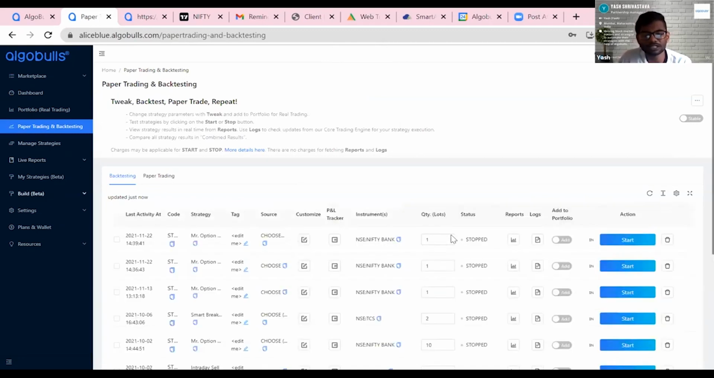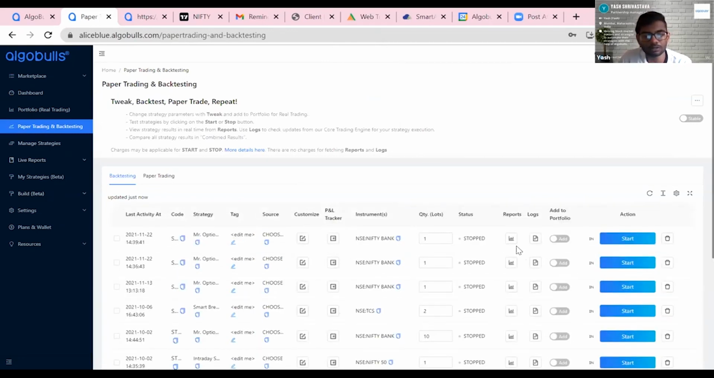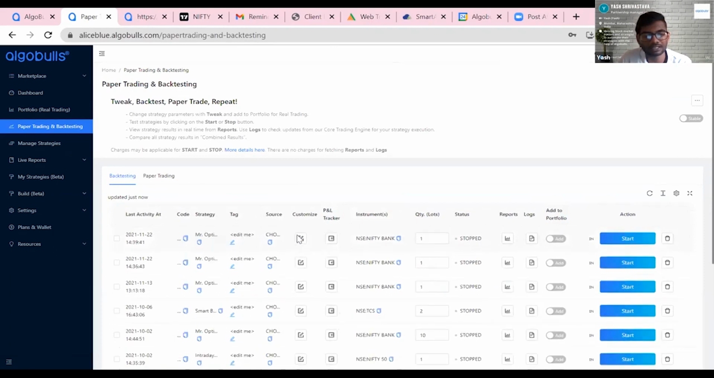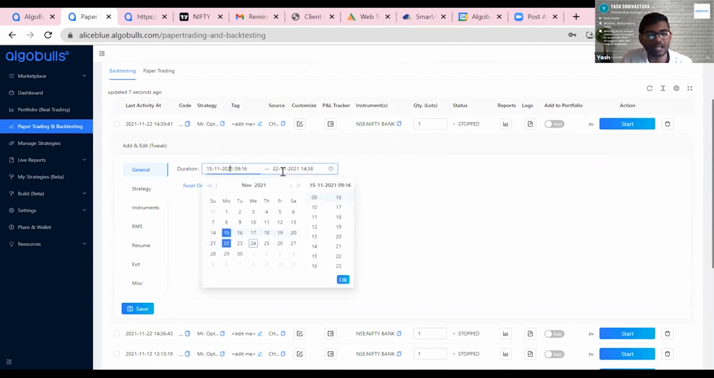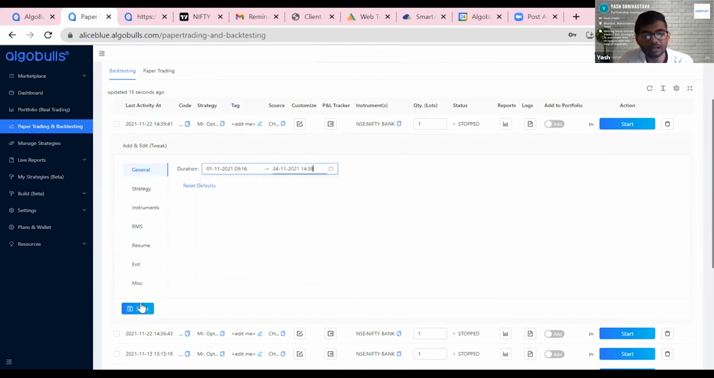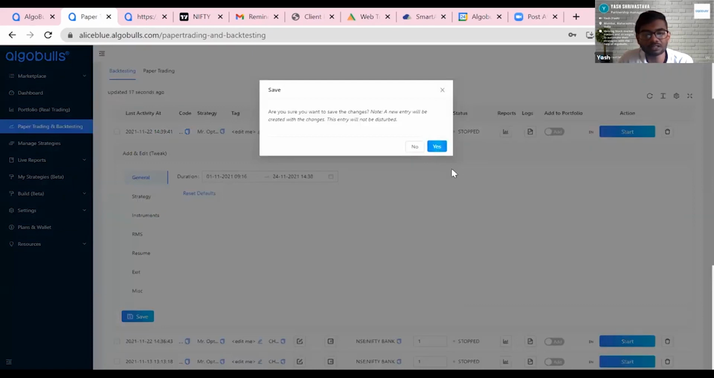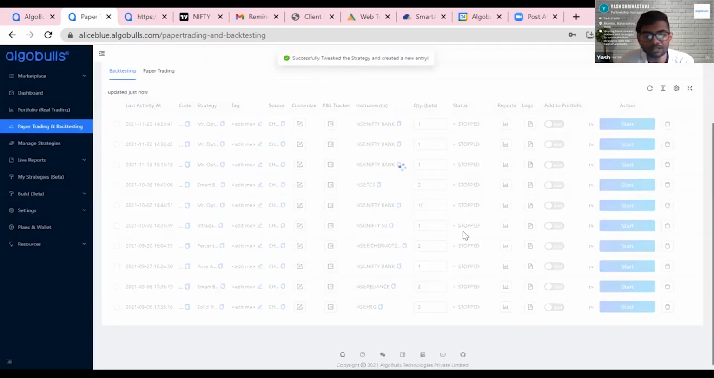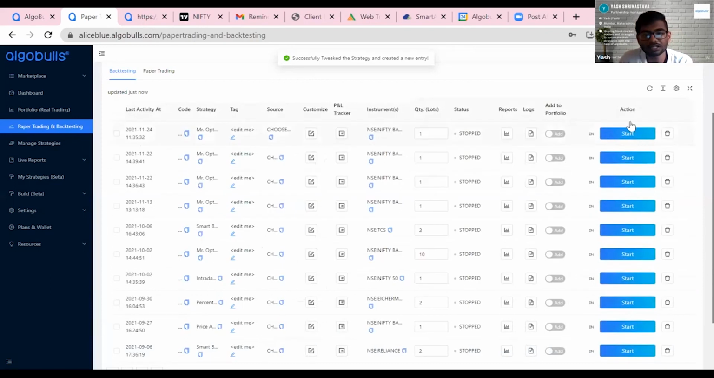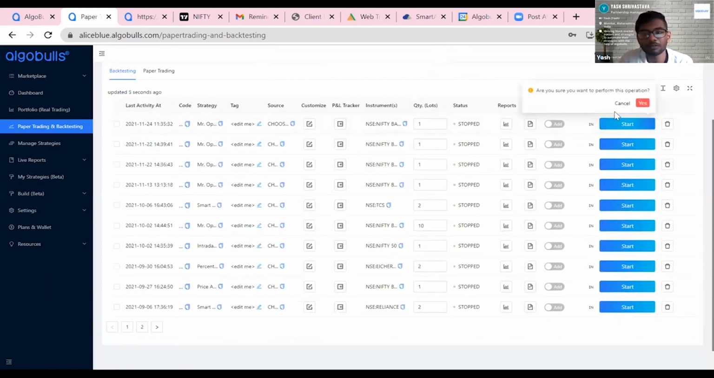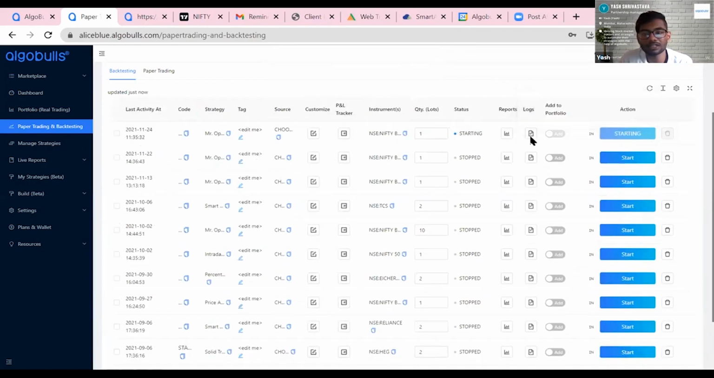I put in my custom dates. Suppose I want to backtest the strategy from this date to this date, and I want to see what alpha the strategy has generated for me over this period of time. I've saved all the parameters, so now I just need to click on start.